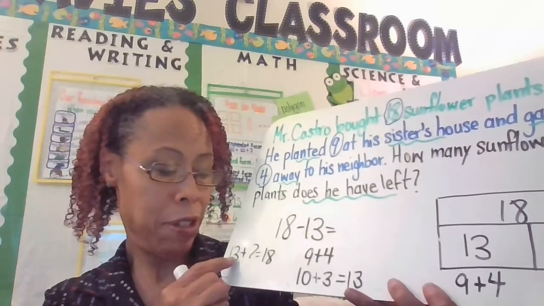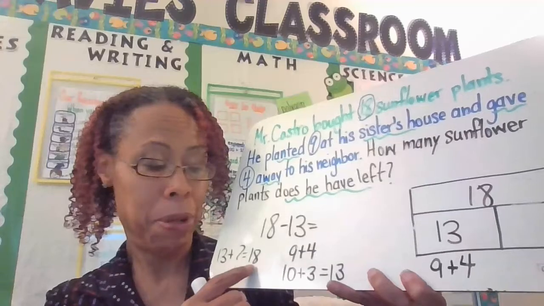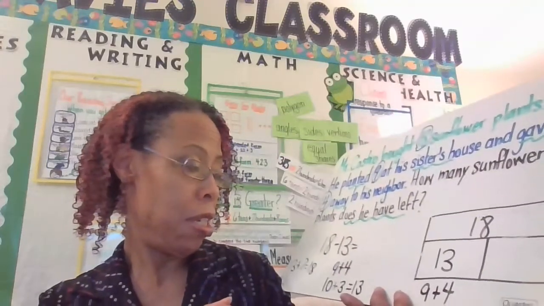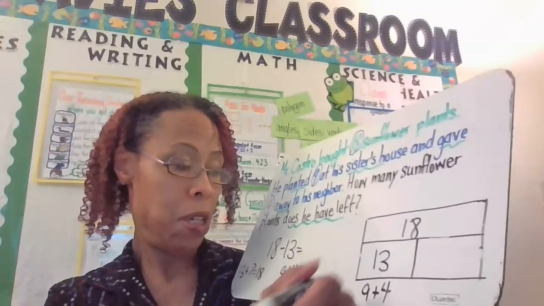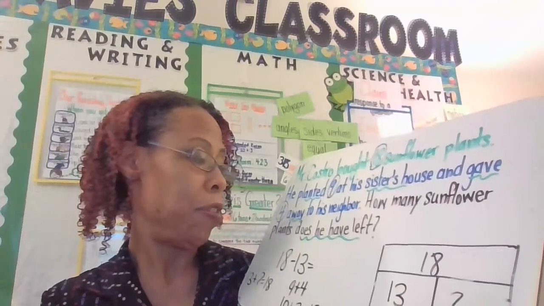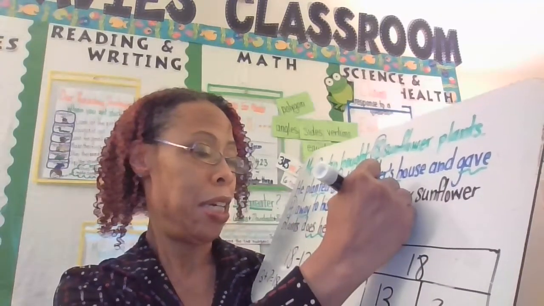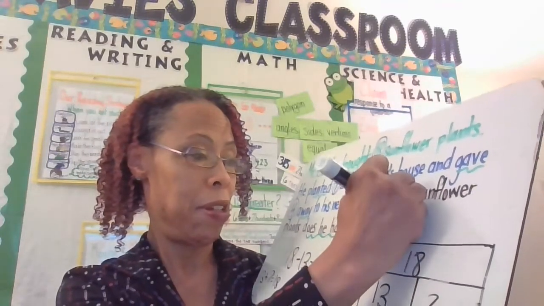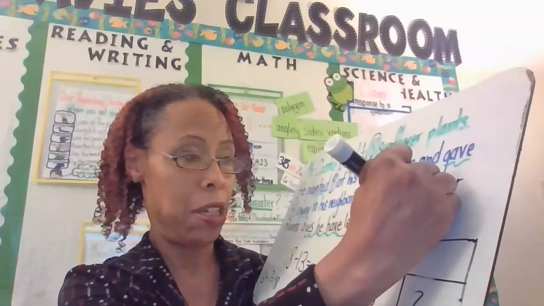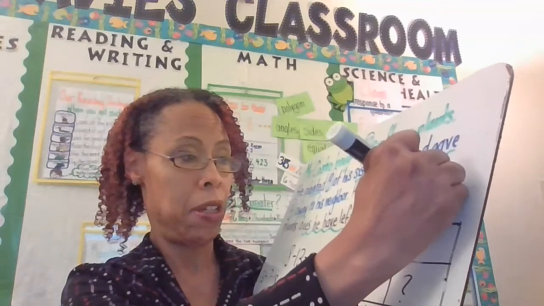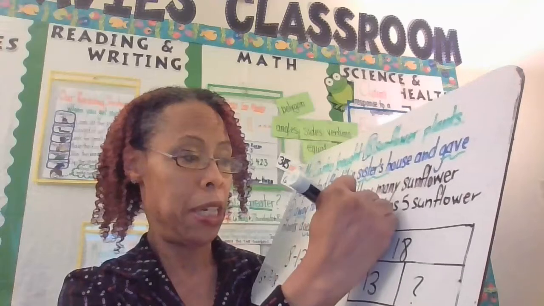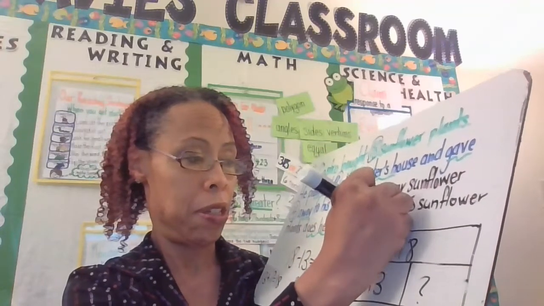We're leaving the 10s alone. We just have to think about 3 plus how many more equals 8. Right, that's correct. And that's 5 more. So the unknown is 5. So how many sunflower plants does he have left? He has 5 sunflower plants left.